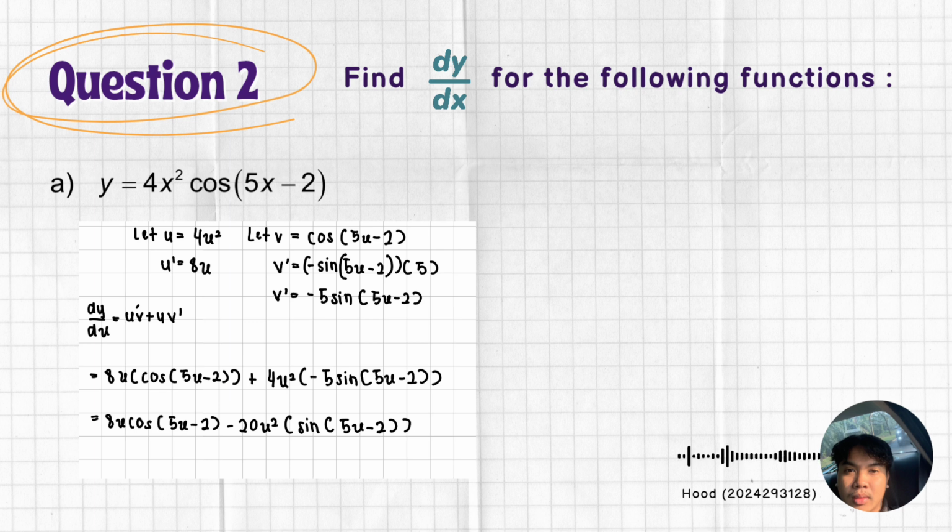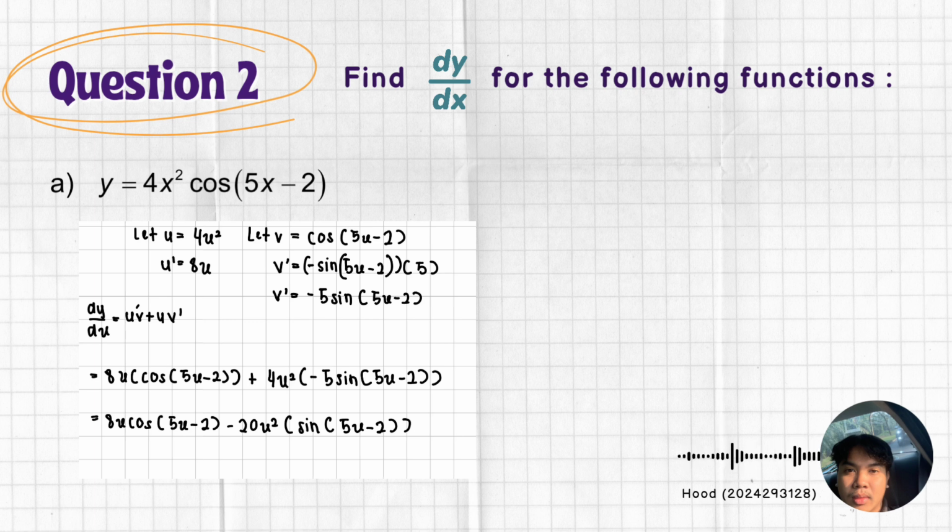So we move on to question 2. Find dy/dx for the following functions. A. y equals 4x^2 cos(5x - 2). To make it simple, we're going to use the product rule to solve this kind of question. Firstly, you need to find u and v. The first one is u and the second one is v. So 4x^2 is going to be u and v is cos(5x - 2).